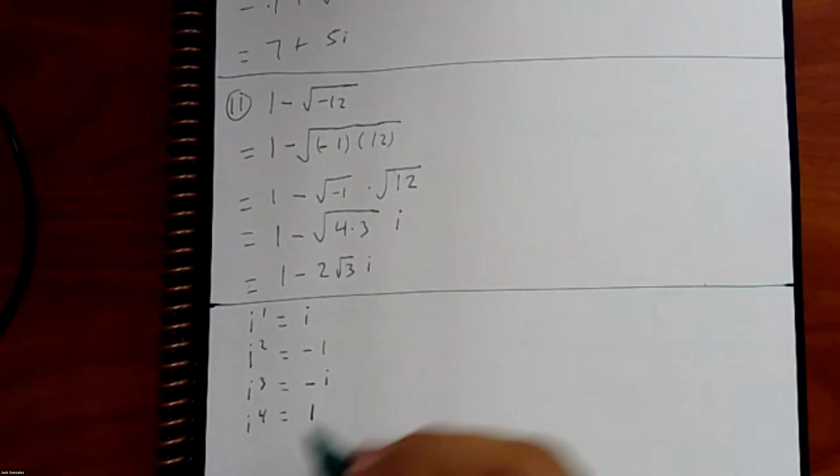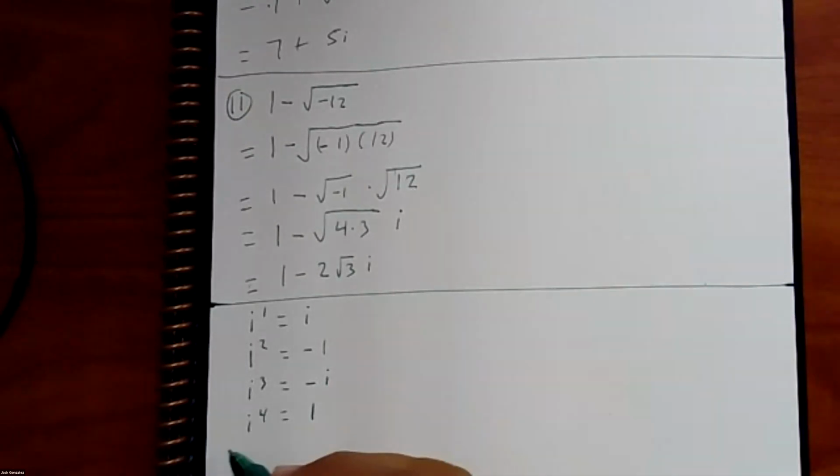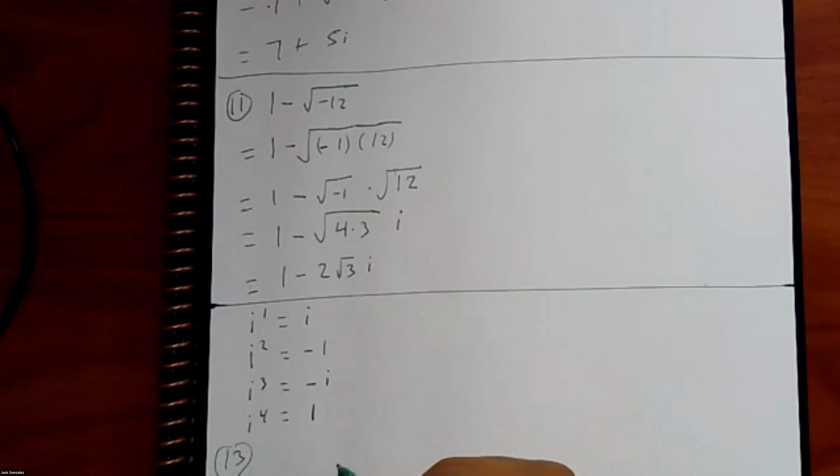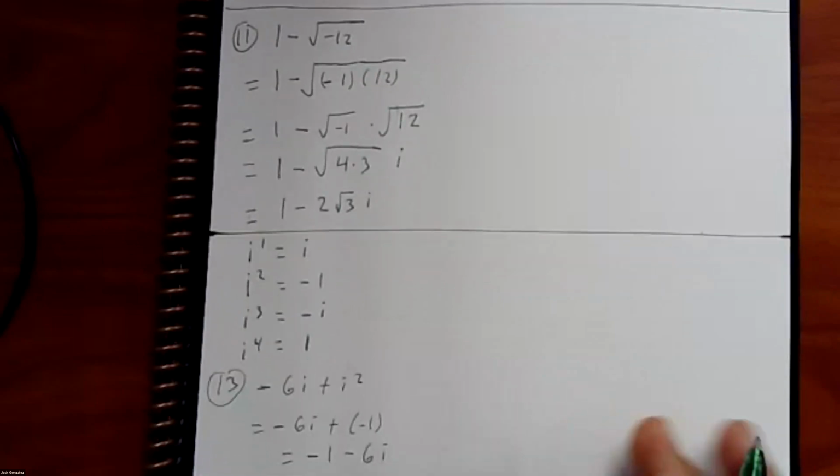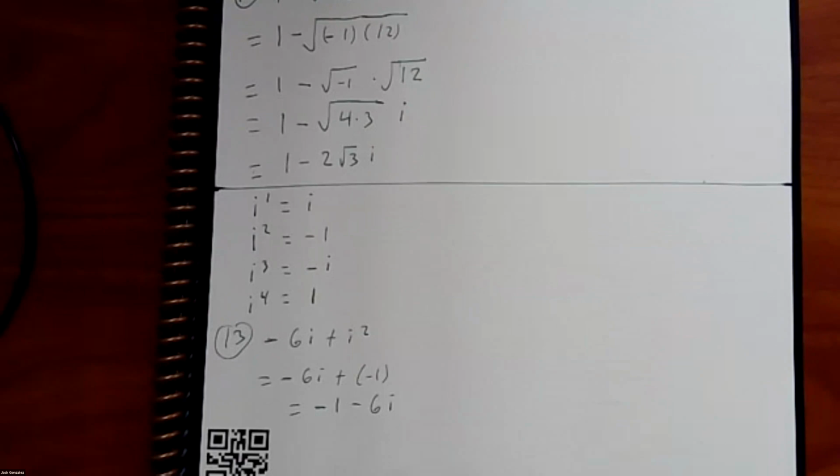So in this first example here, 13, it says, what is -6i plus i squared? So that'll be -6i plus a -1. And there's nothing else I can do, although they usually write the number first and then the complex part. That's pretty much it though.